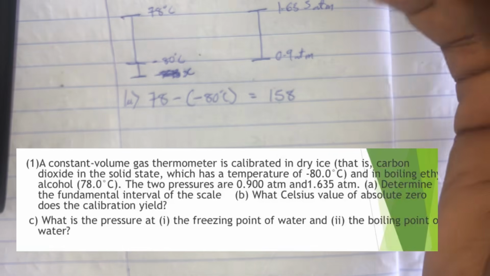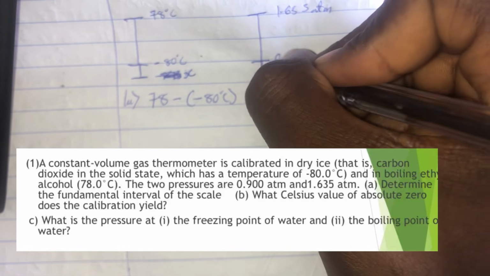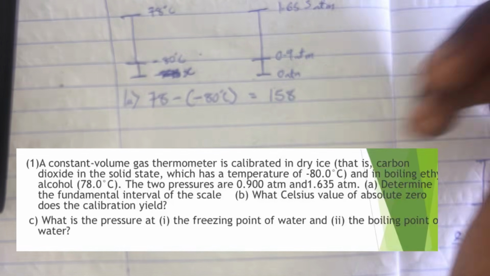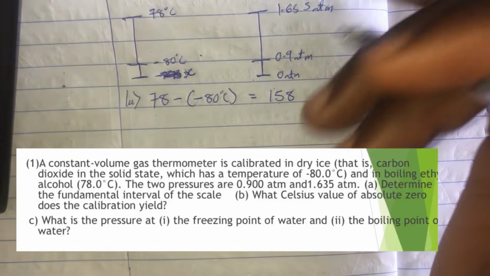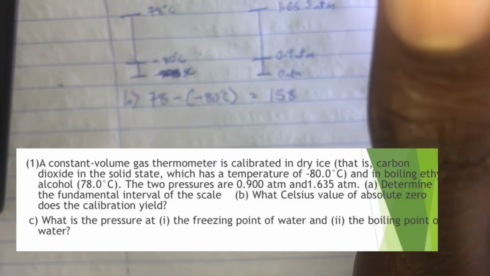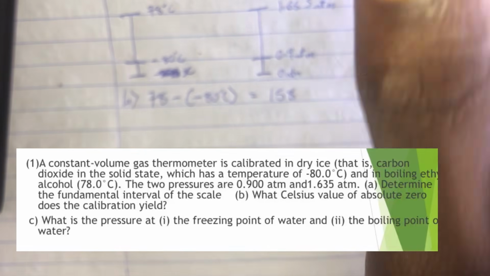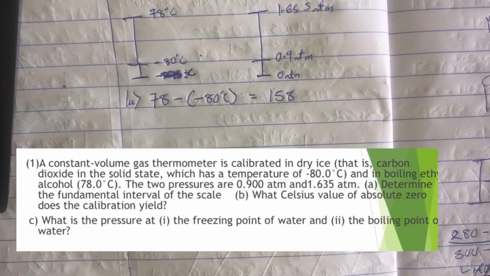At absolute zero, our pressure is always zero: zero atmosphere, zero millimeters of mercury, everything is zero. Pressure is zero at absolute zero, and absolute zero is 0 Kelvin, or minus 273.15 degrees Celsius. So they're asking for the value of absolute zero.